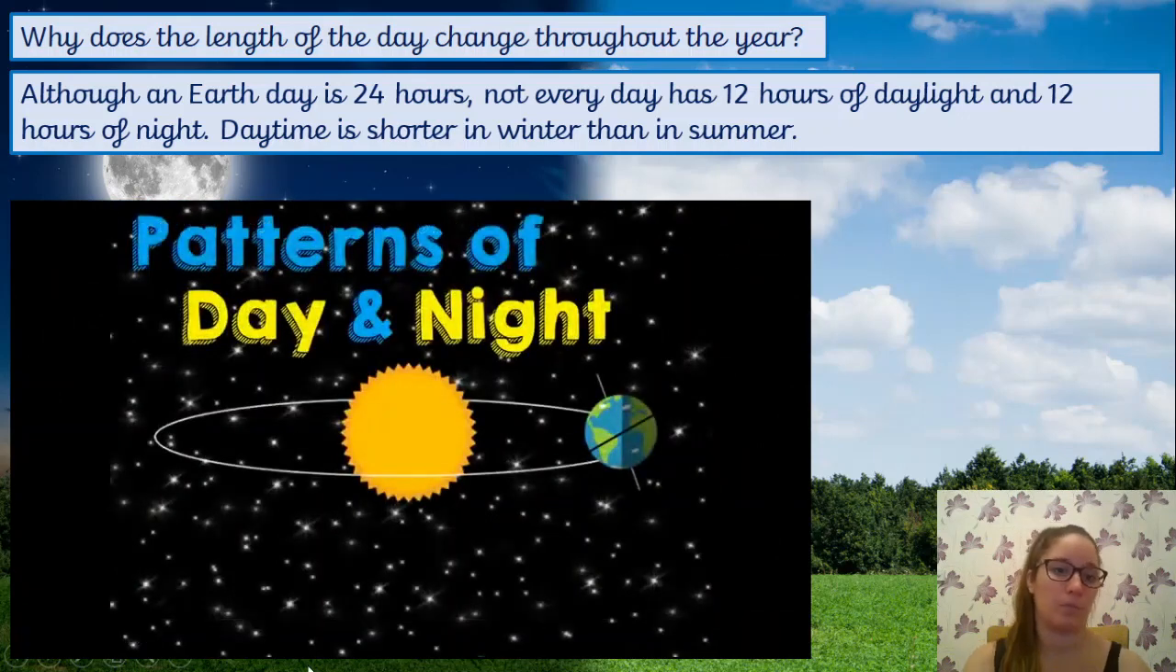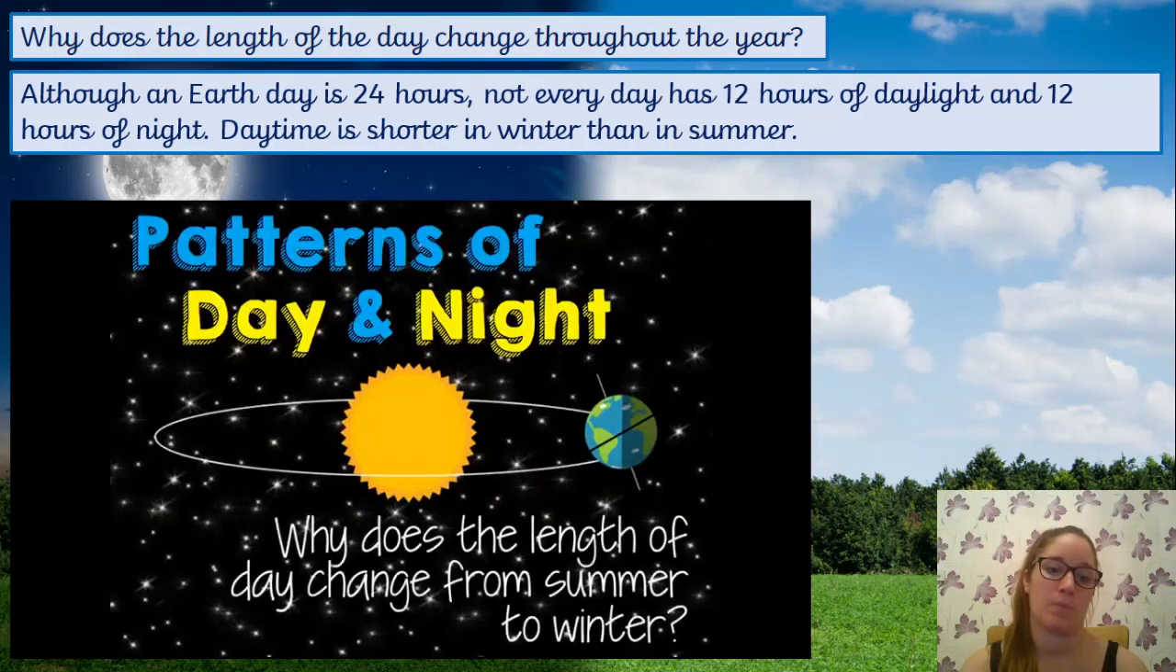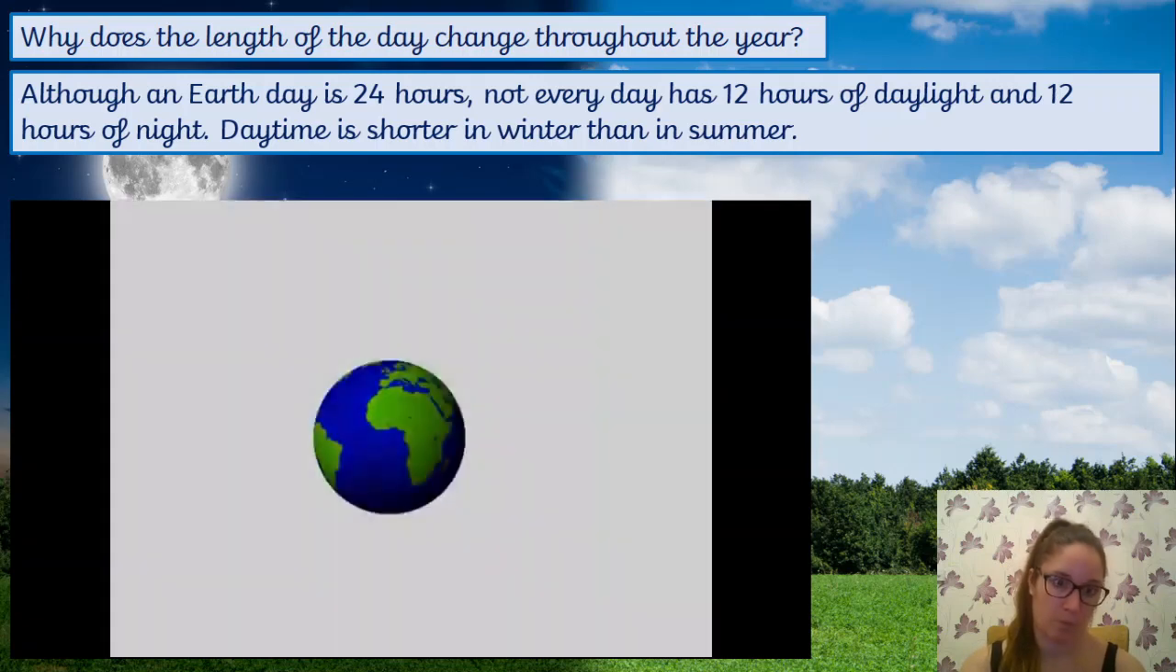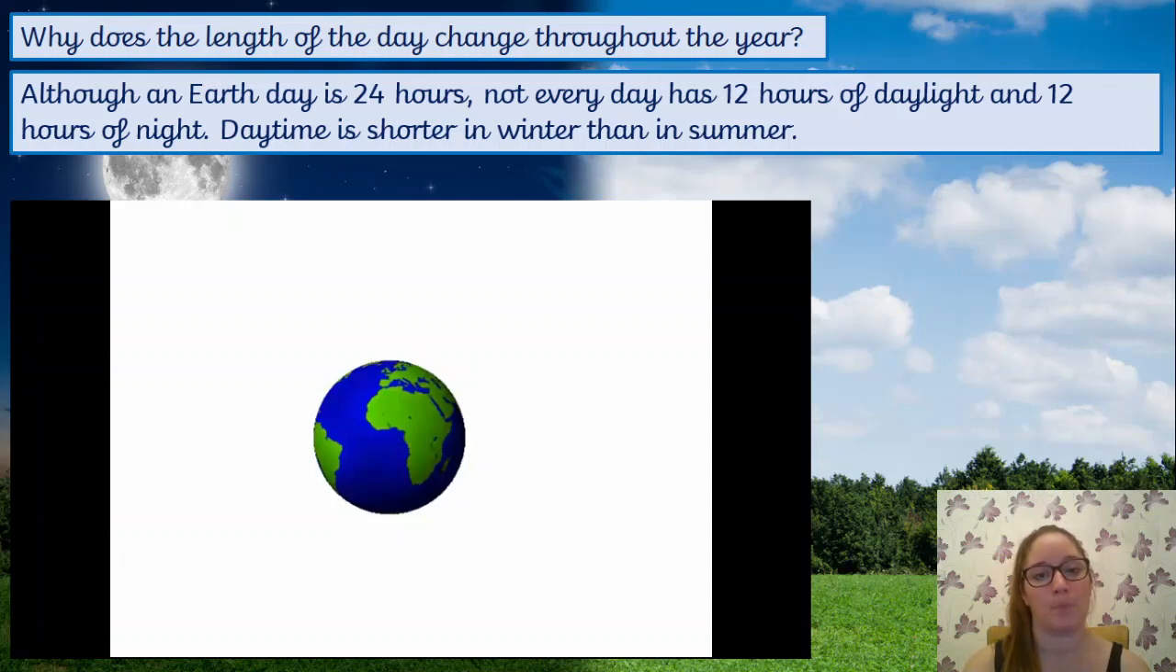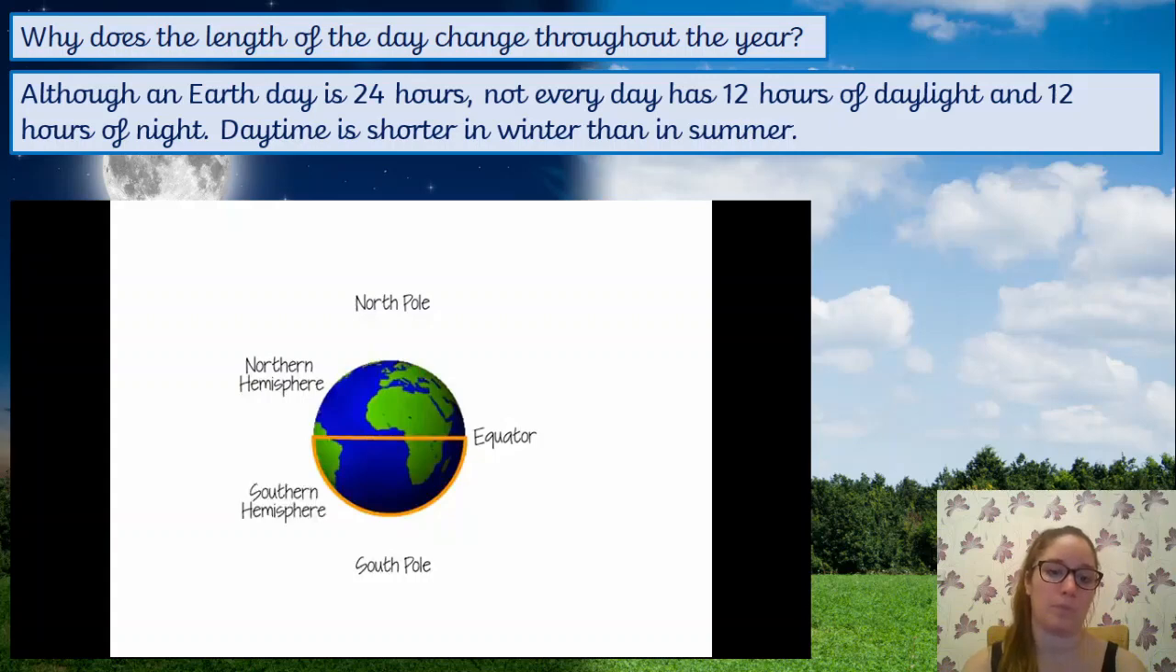Today we're going to look at patterns of day and night to answer the question, why does the length of day change from summer to winter? Let's start with some background knowledge about the Earth. The Earth is separated into two halves by an imaginary line called the equator. The half of Earth that is between the equator and the North Pole is called the Northern Hemisphere, while the half between the equator and the South Pole is called the southern hemisphere.